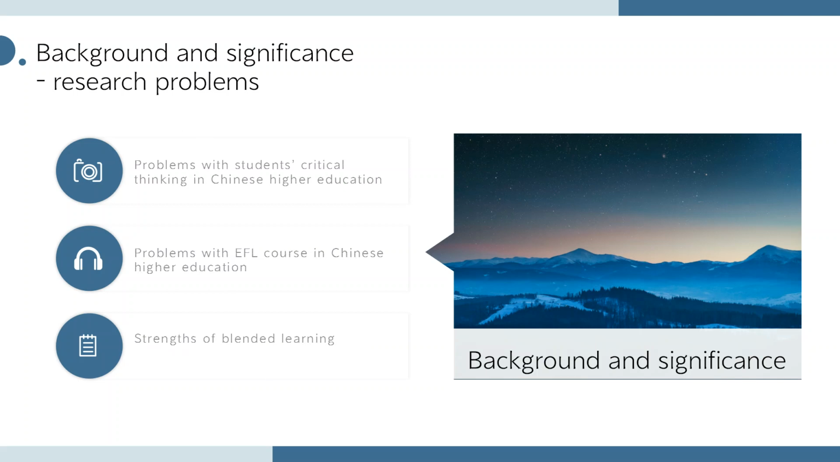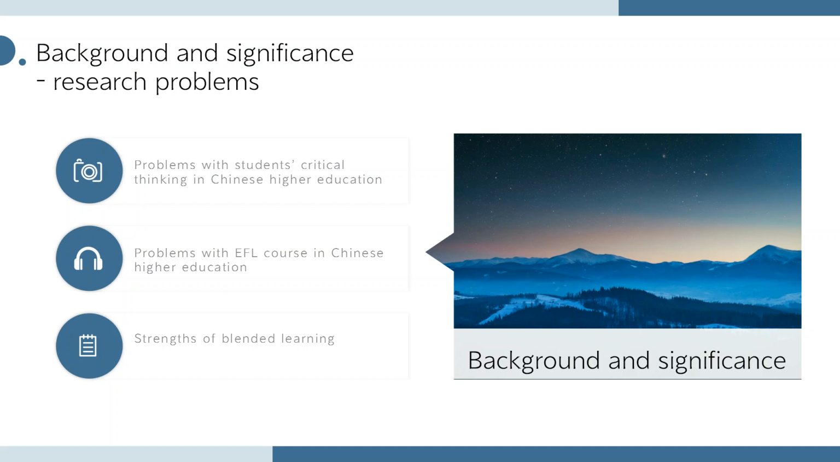But there are some problems with Chinese students' critical thinking and EFL courses. Tian 2020 points out that more than 26% of Chinese university students do not have critical thinking tendencies or temperament. Zhang and Yang 2014 describe that 45.11% of Chinese university students said they had little or no interest in learning English.